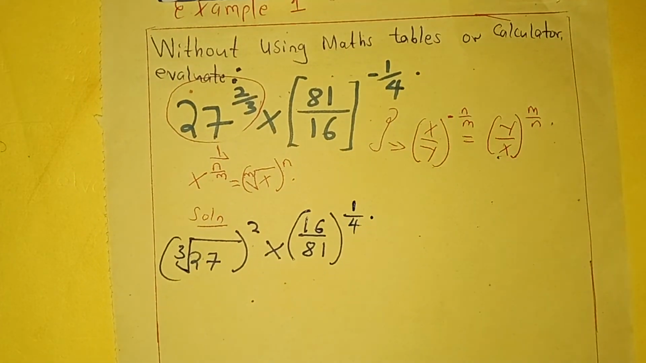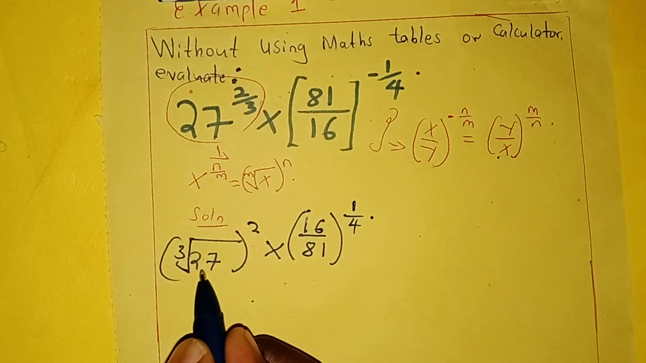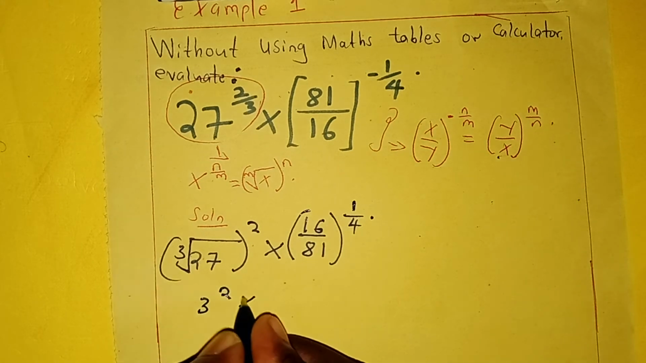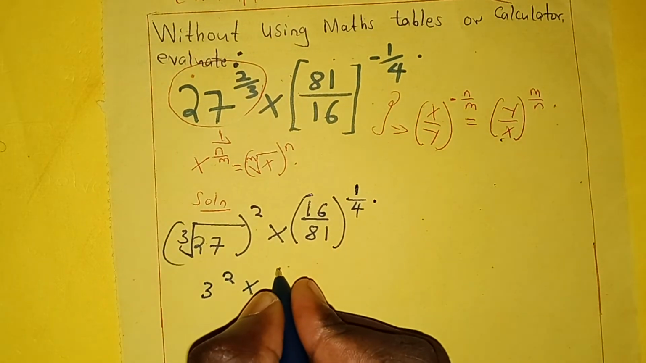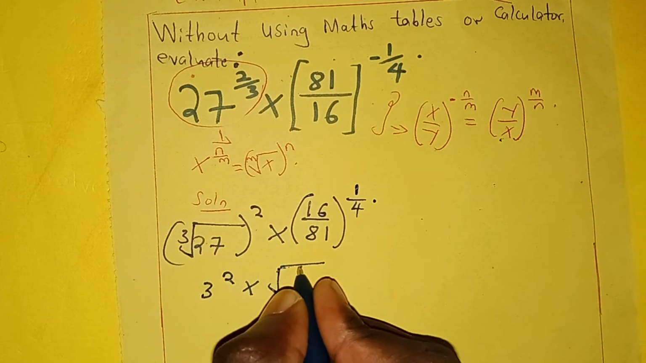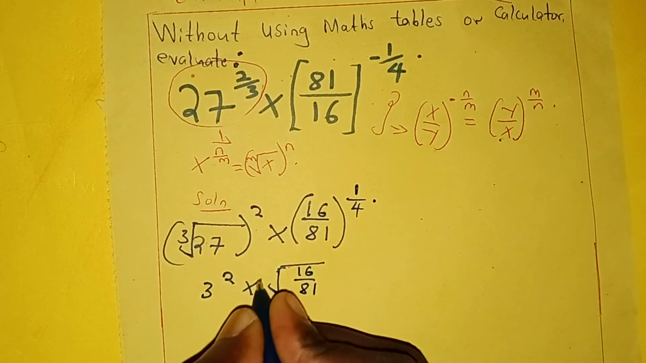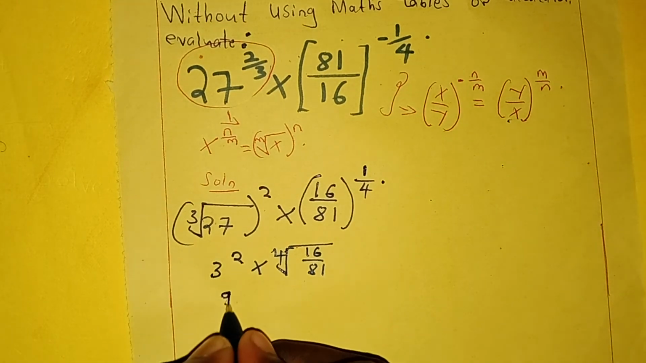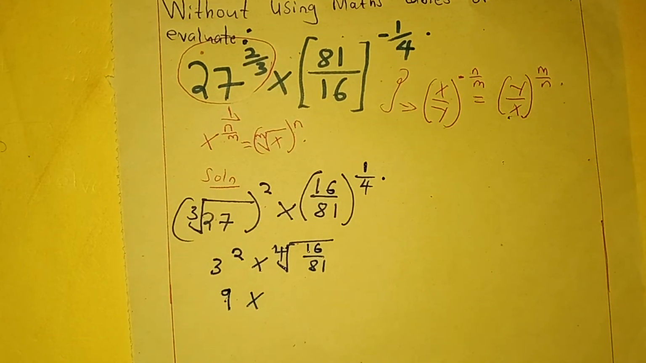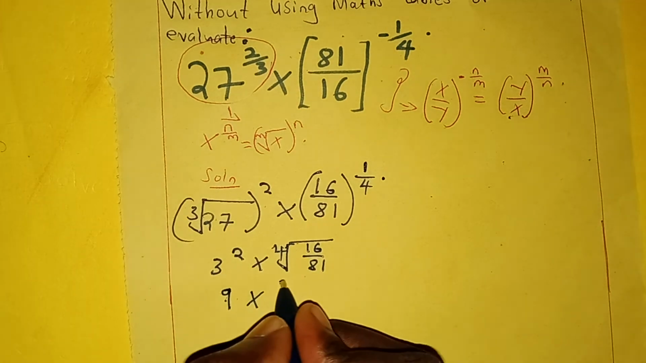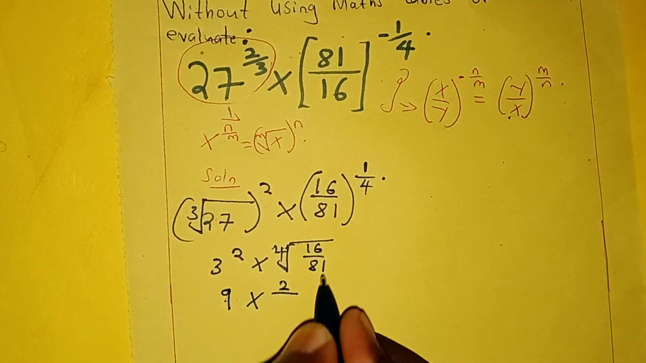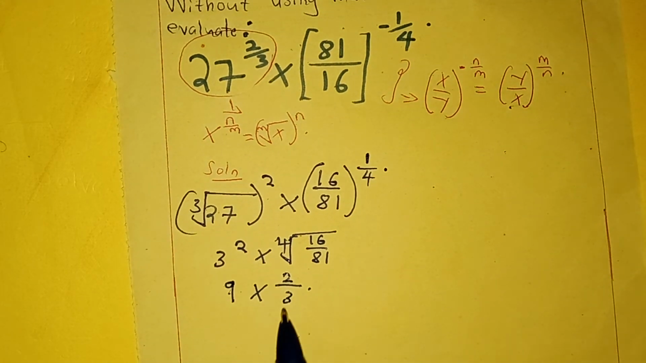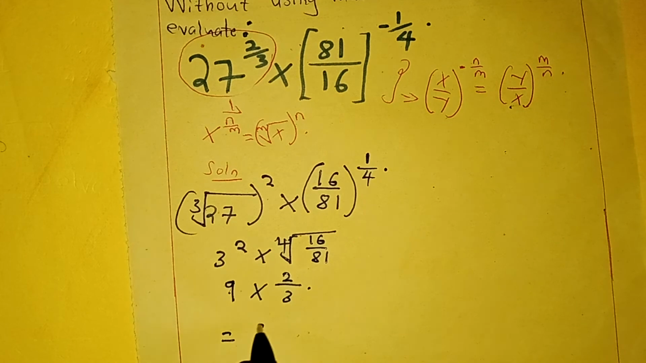Now, cube root of 27 is 3. So 3 power 2 times 4th root of 16 over 81, like that. So 3 squared is 9 times 4th root of 16 is 2 over 4th root of 81 is 3. So 9 times 2 over 3 gives us 6.